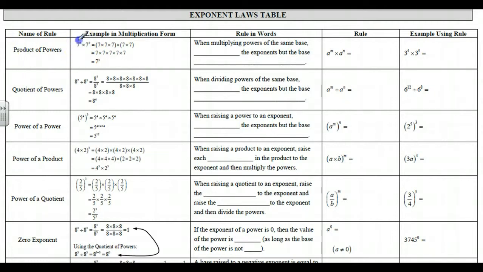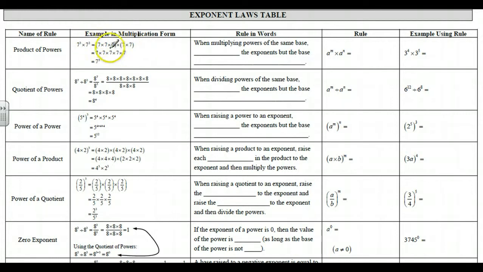Now a power, this is a power. It has a base, which is 7, and it has an exponent, and the whole thing together is called a power. So here, let's clean this up. If we have this power, 7 cubed times 7 squared, think about what that means. 7 cubed is 7 times 7 times 7, times 7 squared.